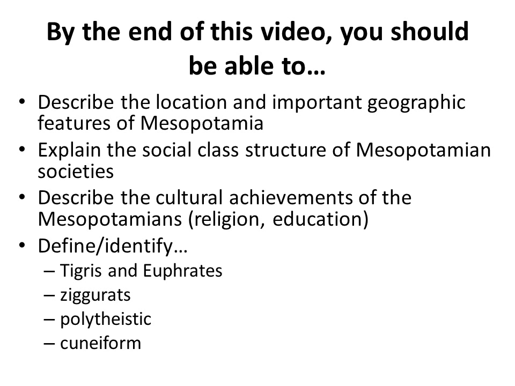By the time this video is over, what you should be able to do is describe the location of Mesopotamia and what its important geographic features were. You should also be able to explain the social class structure that Mesopotamian societies had and describe the cultural achievements of the Mesopotamians, religion, education, things like that. Also, make sure you can define or identify all of those terms that are listed there: the Tigris and Euphrates, ziggurats, polytheistic, and cuneiform.